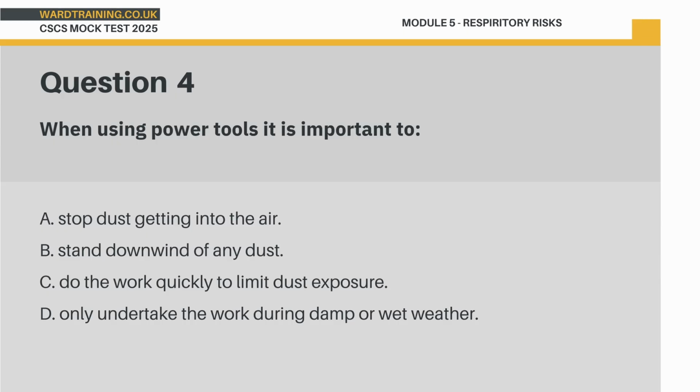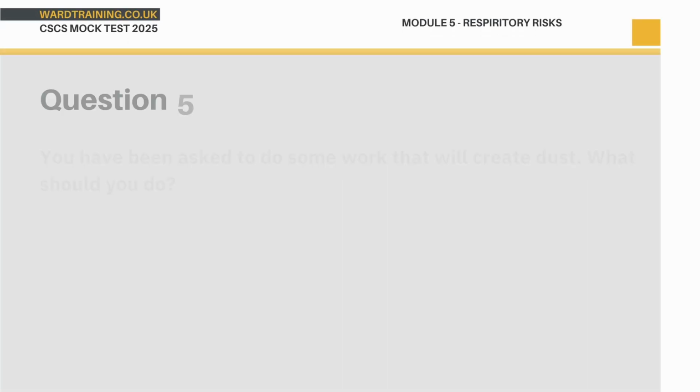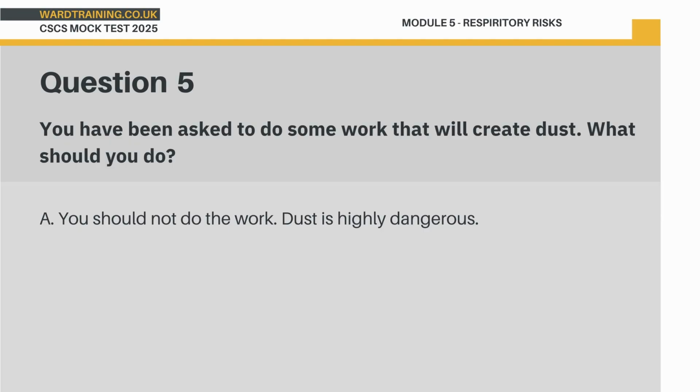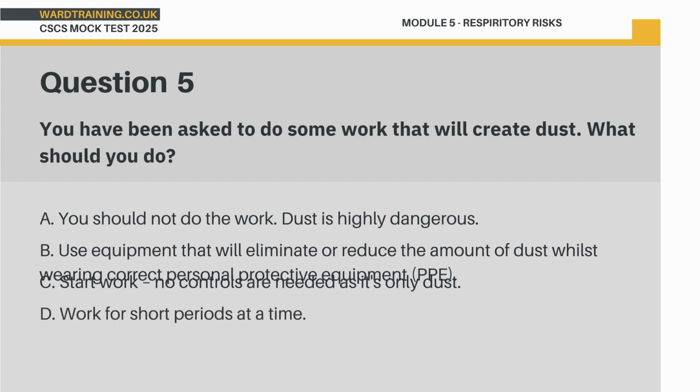The correct answer is A. Stop dust getting into the air. Question 5. You have been asked to do some work that will create dust. What should you do? A. You should not do the work. Dust is highly dangerous. B. Use equipment that will eliminate or reduce the amount of dust whilst wearing correct personal protective equipment, PPE. C. Start work. No controls are needed as it's only dust. D. Work for short periods at a time.